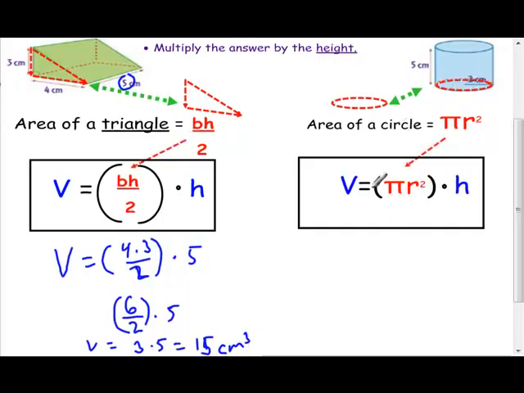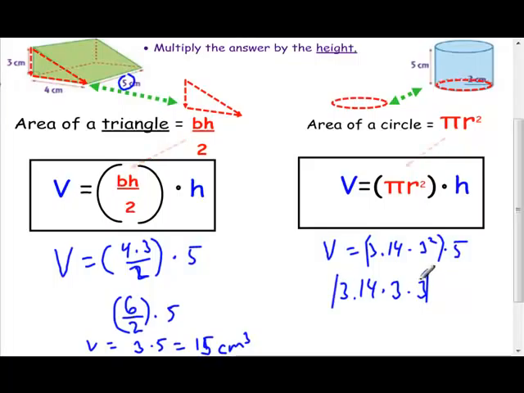Let's take a look over here for our circular prism. Volume equals pi. Well, we know what pi is. It's 3.14. That is our approximation of pi that we're going to use. Times the radius. Well, they give you the radius here of 3. 3 squared times the height, which they give you is 5. So 3.14 times 3 squared. So let's do this. 3.14 times 3 times 3, because that's what 3 squared means.